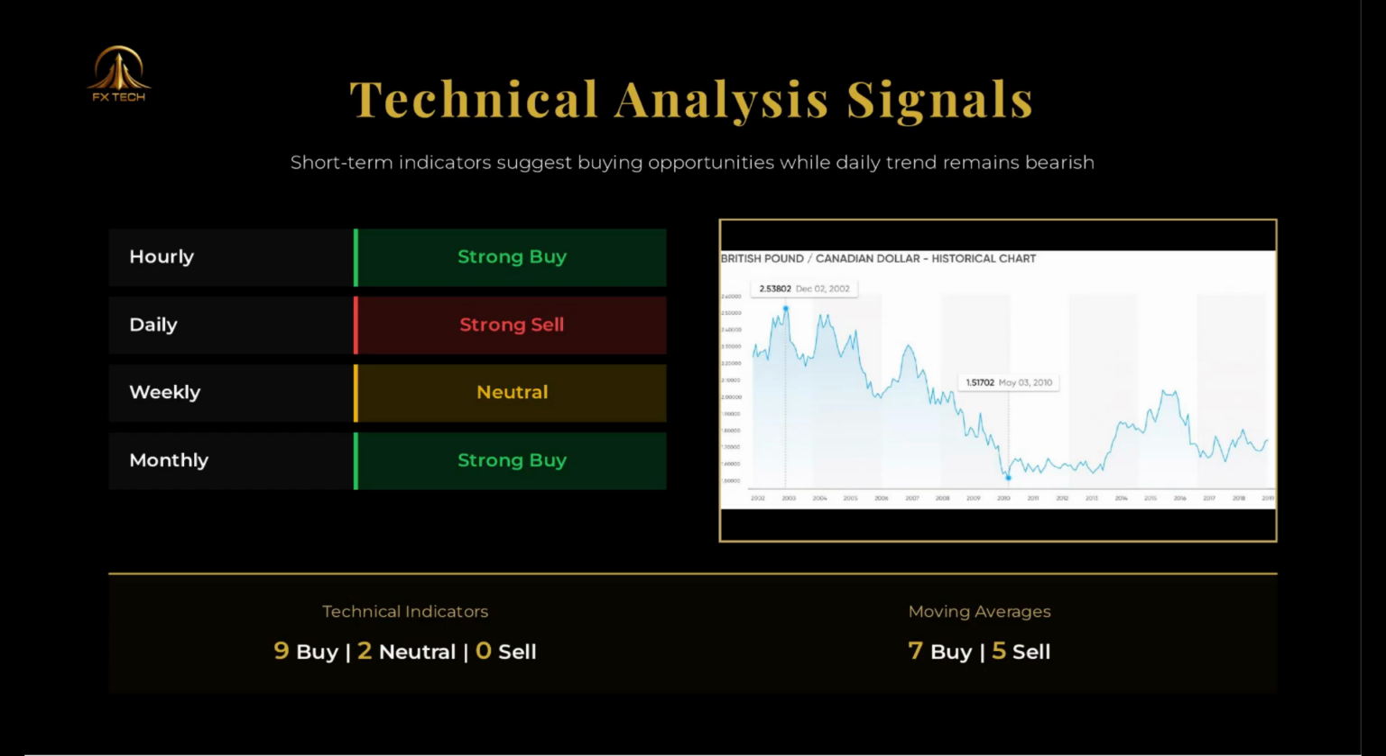Moving averages show a classic bearish alignment with the 50-day MA at 1.8523 and the 200-day MA at 1.8534, both acting as resistance above current price. The pair is trading below these key moving averages, reinforcing the bearish technical structure. This technical setup suggests traders should be cautious about taking long positions until we see a clear break above the moving average resistance zone.